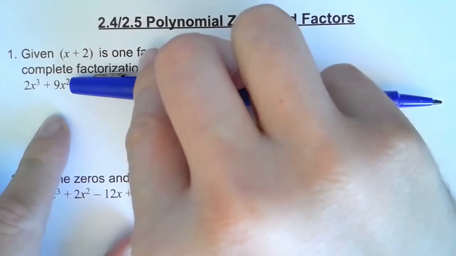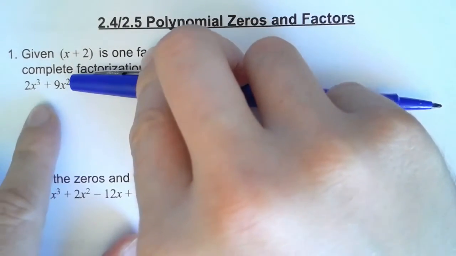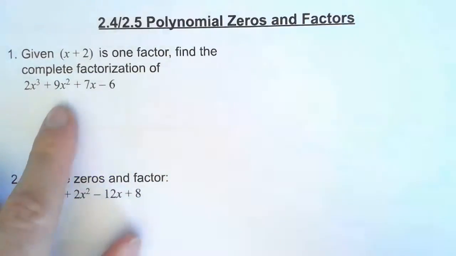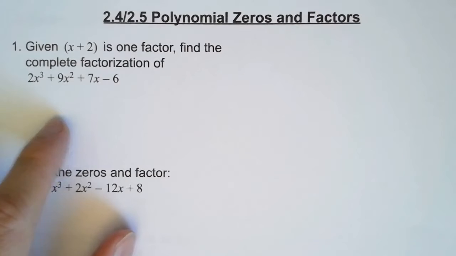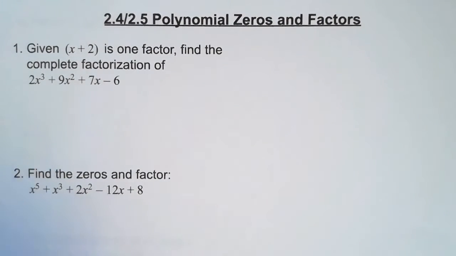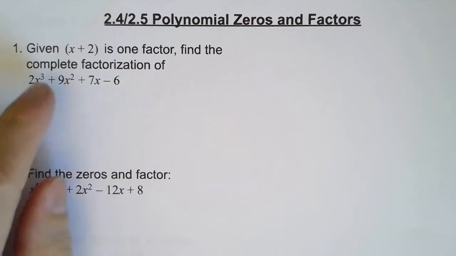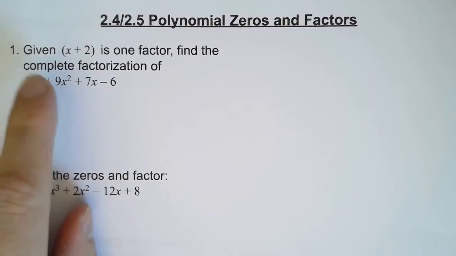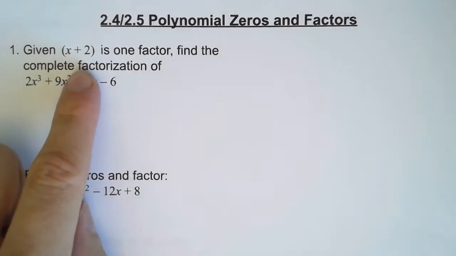Over here, you could pull out the x squared, but you'd have 2x plus 9 left. That wouldn't match the 7x minus 6 here. So factoring by grouping would not work. There's no GCF for the whole polynomial, so there's really no factoring techniques that you know that are going to work on this. Now, I am giving you one little head start, though. I'm giving you one of the factors.